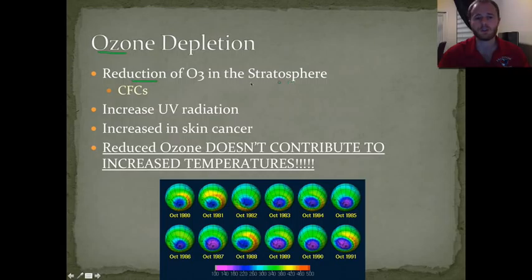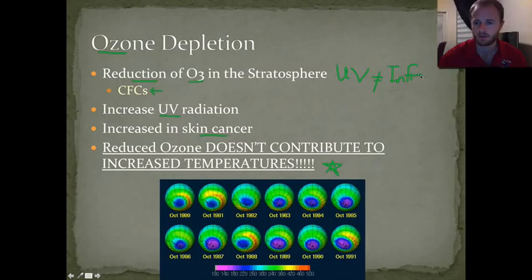Reduction in ozone in the stratosphere, which remember that helps with UV radiation, and that's beneficial ozone, unlike the ozone in the troposphere, comes from CFCs, chlorofluorocarbons. If we have a reduction in ozone, you have an increase in UV radiation, which would cause an increase in skin cancer. Reduced ozone does not contribute to an increase in temperature, right? This is very important. UV radiation is different than infrared.